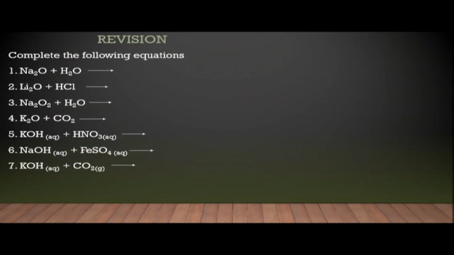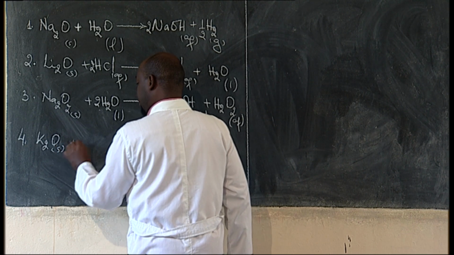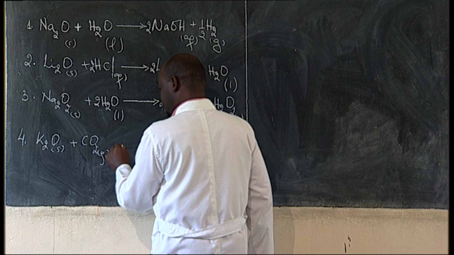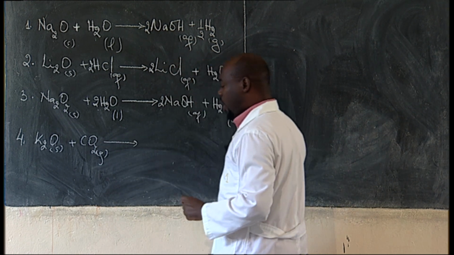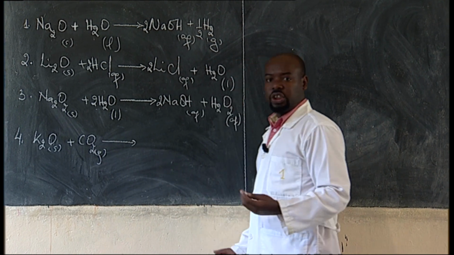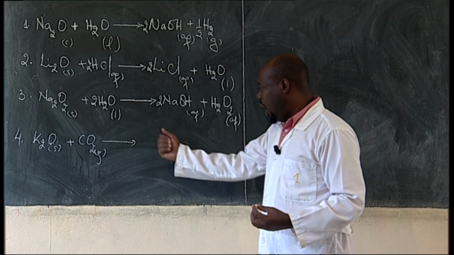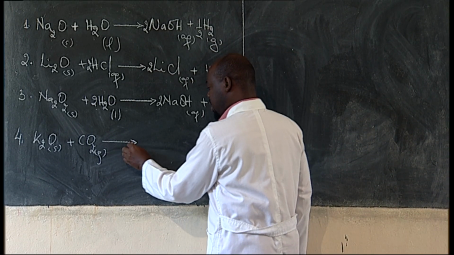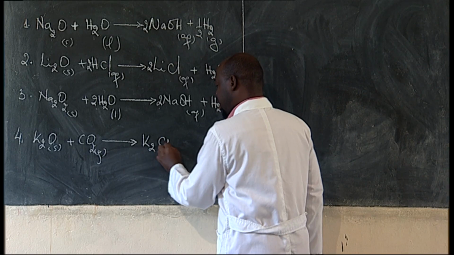We have also seen that these oxides react. Remember, they are basic, so they should be able to react with acidic oxides, the non-metal oxides. So we have potassium oxide reacting with carbon dioxide at a high temperature. Of course, what will be produced? We produce a salt. Here we have carbon dioxide, so we produce potassium carbonate.